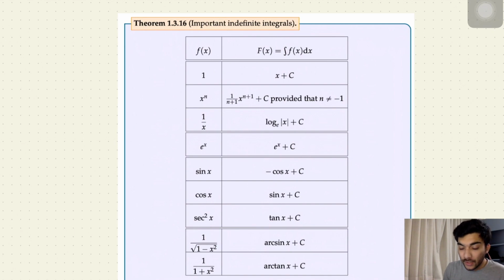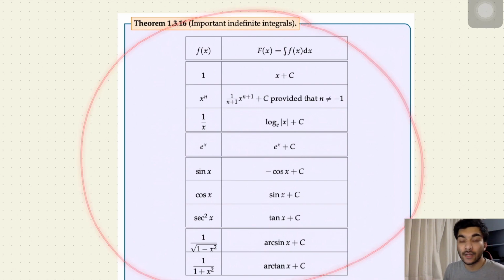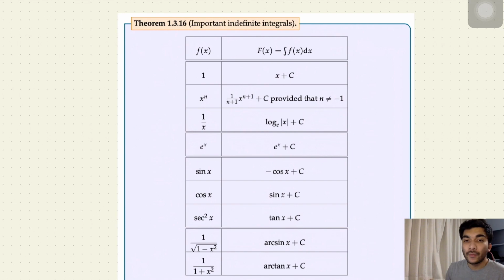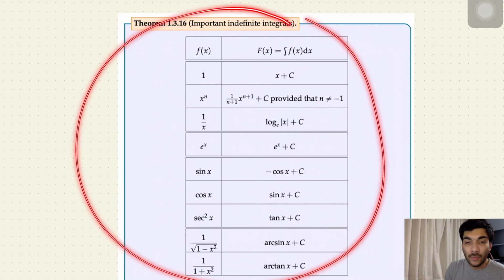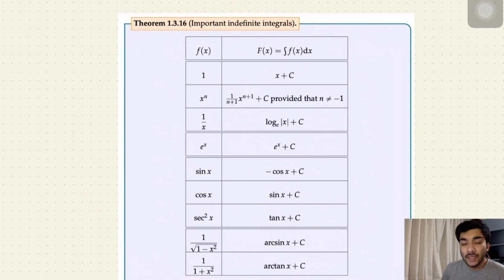But the most important thing about this video is this chart. So at this point of time, the most appropriate approach would be to remember all these integrals because these are quite popular indefinite integrals, and knowing them will definitely help you solve these indefinite integral type of questions really quick. So that is why I will cover some examples.